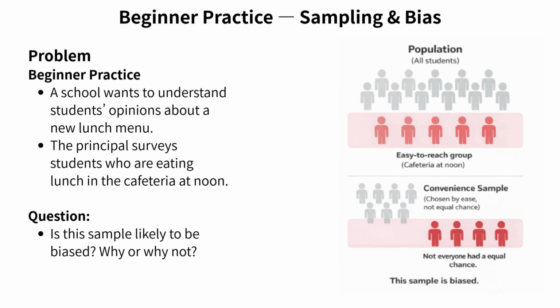Take a look at how the sample was selected. Only students eating lunch in the cafeteria at noon were surveyed. That means not everyone had an equal chance to be chosen. Students who eat later, skip lunch, or eat elsewhere were excluded. Because selection was based on convenience, this sample is biased.